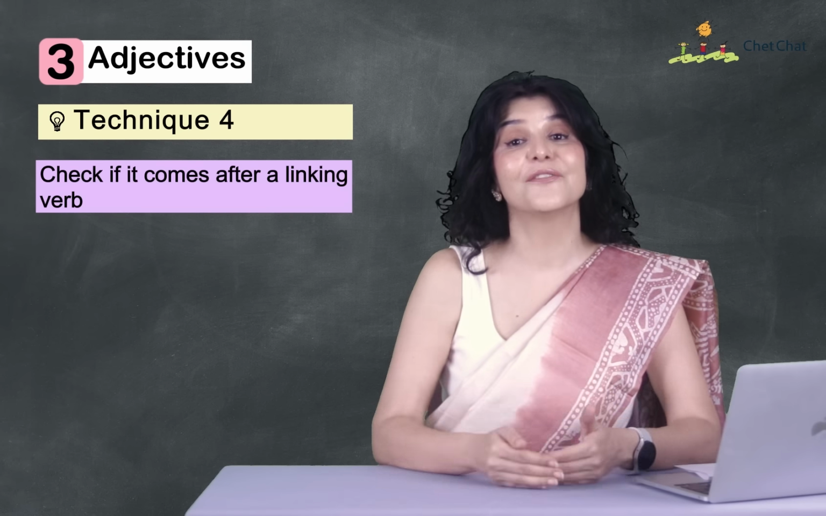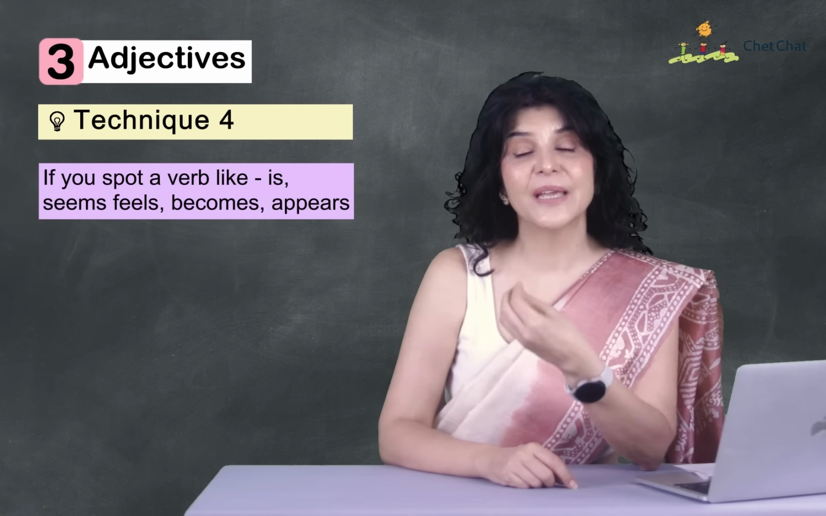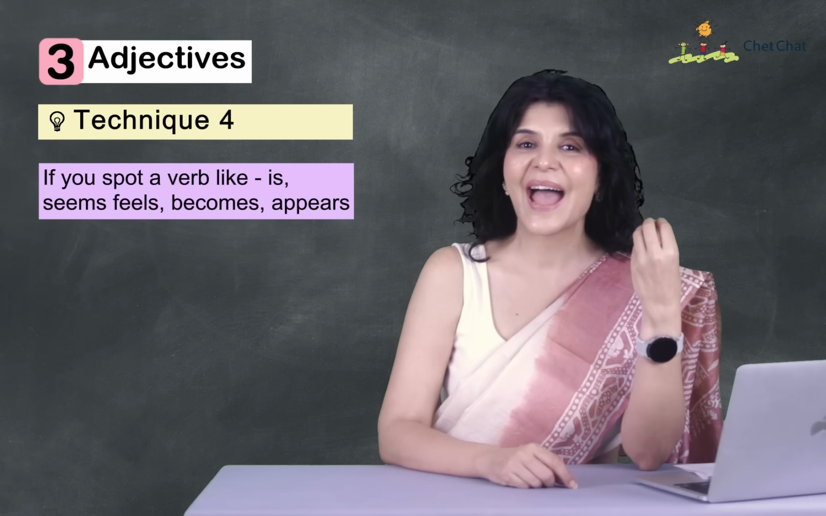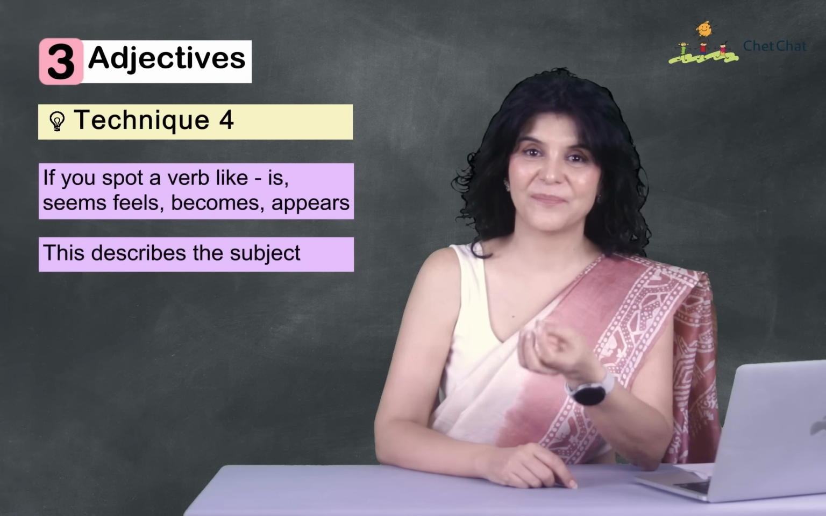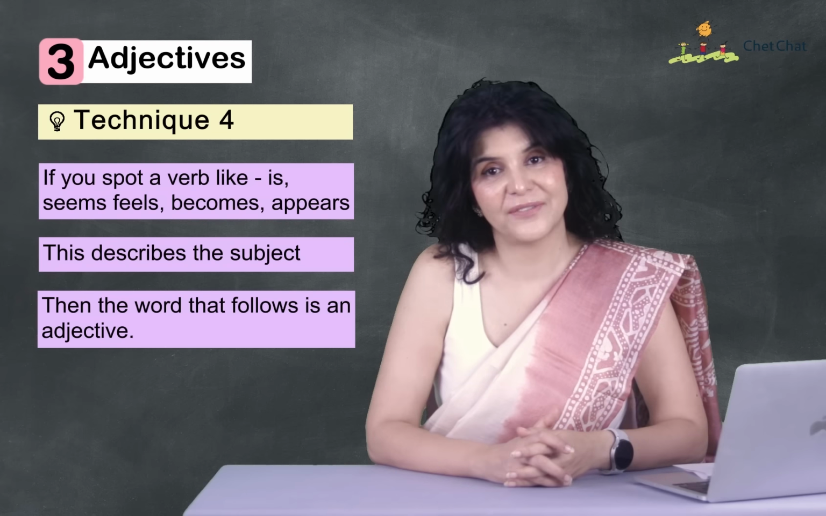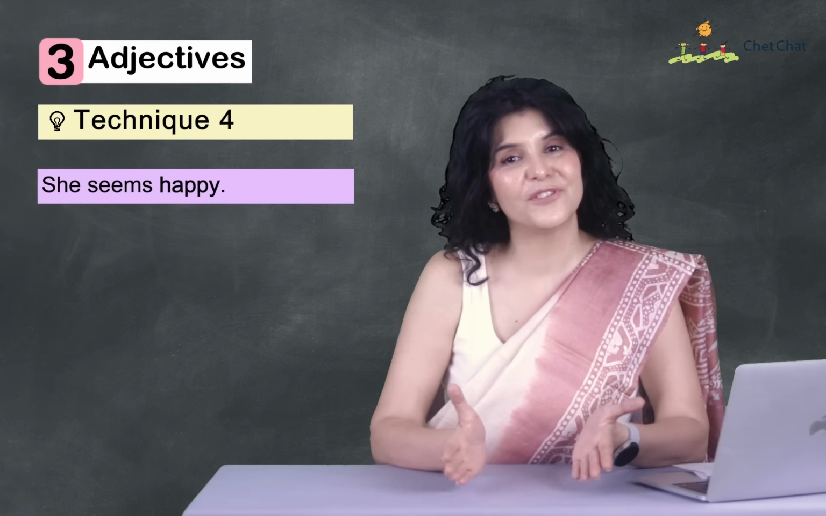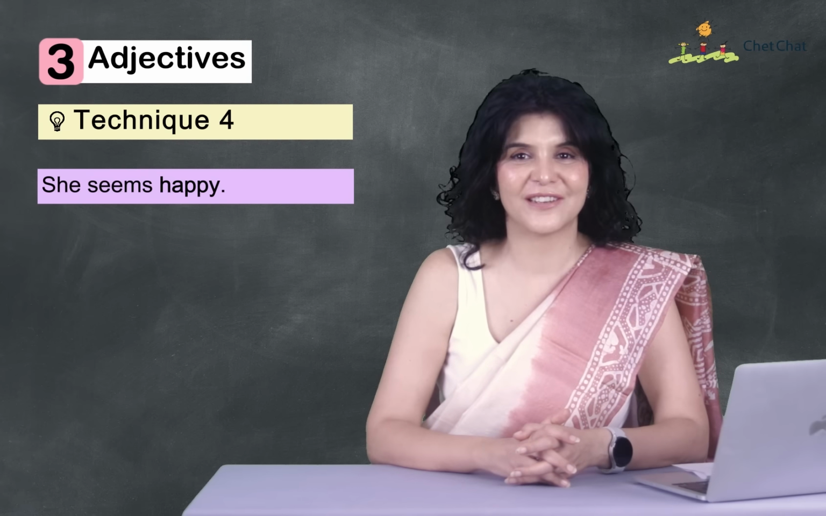Next technique. Check if it comes after a linking verb. If you spot a verb like is, seems, feels, becomes, appears, and this describes the subject, then the word that follows it could be an adjective. She seems happy. Happy describes she and it's an adjective.